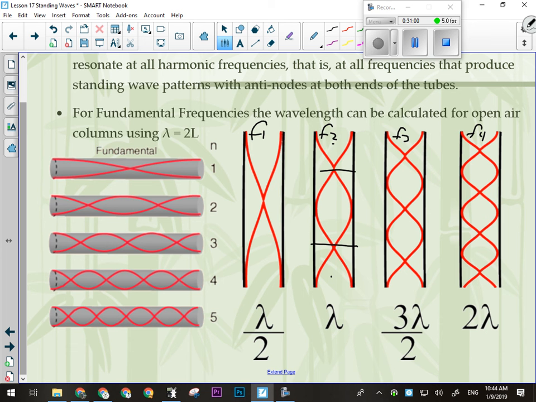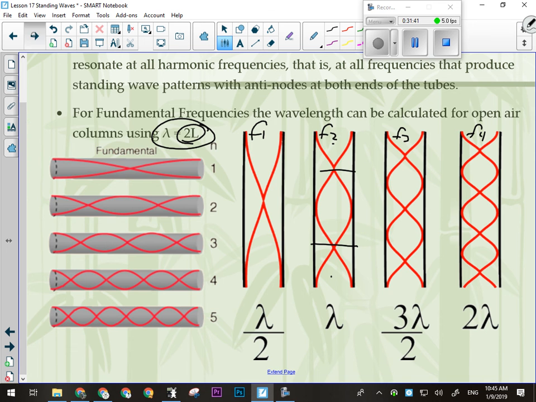Instead of, with the closed air column, there was an antinode, then there was a node, then an antinode, then a node. It only resonated at odd numbers. These will resonate at all. So that means that the formula for calculating wavelength for an open air column is different. The first time we hear a sound in an open air column, there's half a wavelength in the tube, not a quarter. So we don't say it's lambda equals 4L. Now we say it's lambda equals 2 times the length of the tube, because the tube has half a wavelength in it. Okay, questions there?